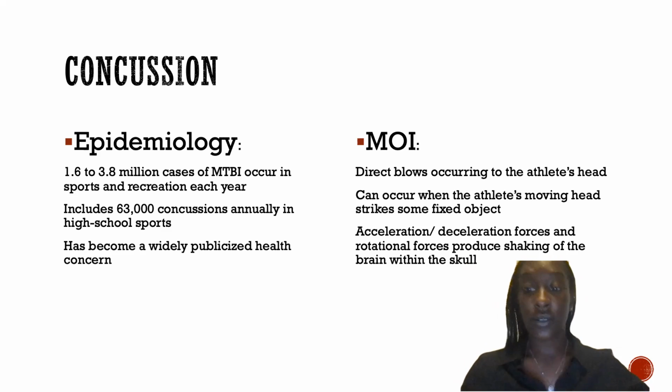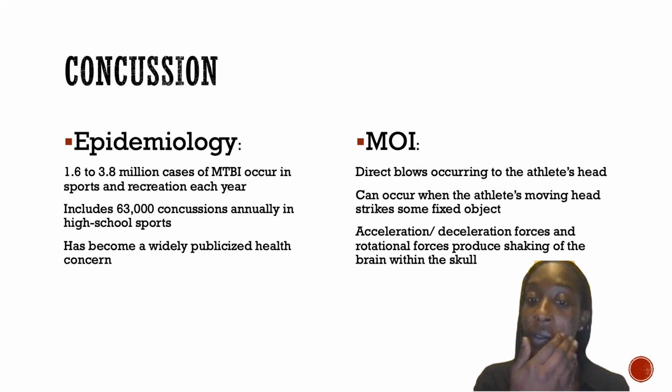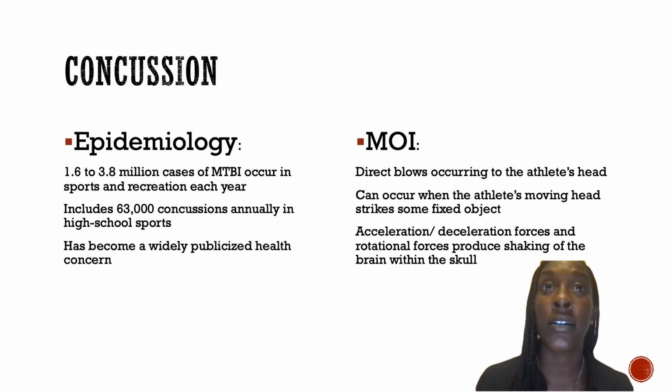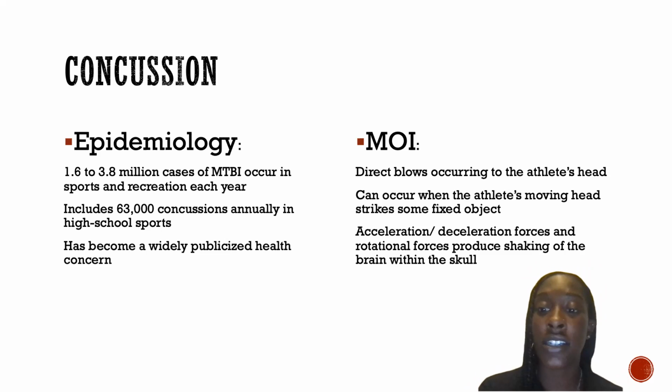So it's becoming a widely publicized health concern. The mechanism of injury is always about 2 or 3. You can have a direct blow occurring to the athlete's head. It can occur when the athlete's moving head strikes a fixed object, whether it's the ground or someone else, maybe a basketball player going for a rebound who hits the ground on impact, or anything of that nature. And then acceleration, deceleration forces, and rotational forces produce a shaking of the brain within the skull.